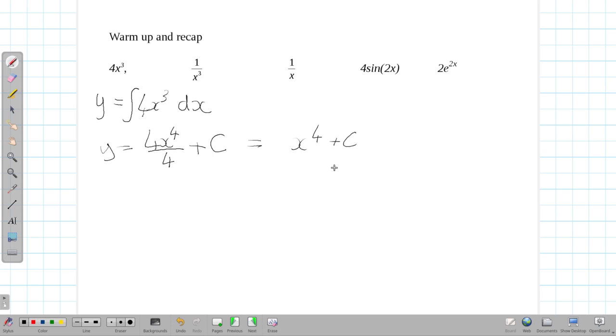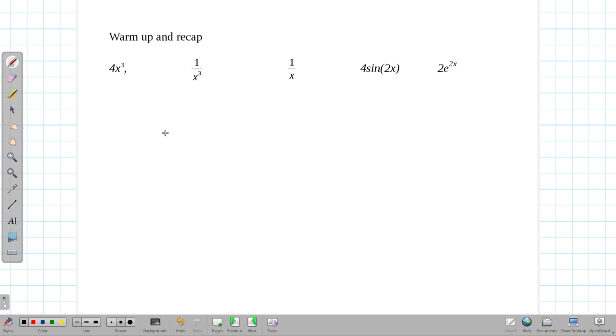Now, if you're not clear about your result, a simple way to test it is just to go backwards, differentiate it, and see if you get back to where you started. If I differentiate this, the 4 would come to the front, take 1 from the power, 4x to the 3. The C doesn't have an x, so it's a constant, so that disappears. That becomes 0. So that's worked.